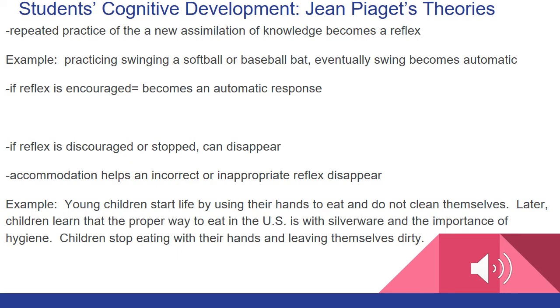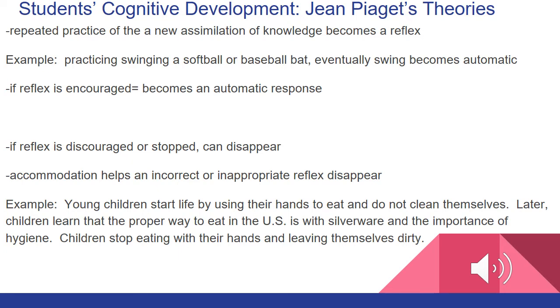However, on the other hand, reflexes can often be discouraged or stopped. Many times, reflexes will be discouraged or stopped in the hopes that they will disappear. In this case, the student or the child is not assimilating and building onto their pre-existing schema or prior knowledge. Instead, the student is accommodating and correcting previous incorrect understandings or inappropriate behavior. So they use accommodation to change their behavior and to rewrite their schema.